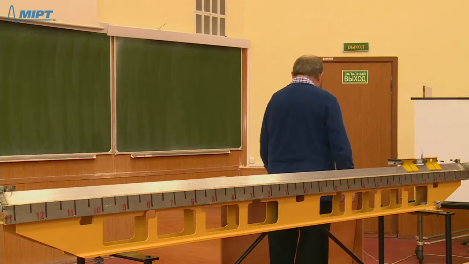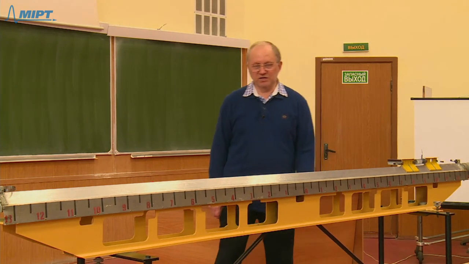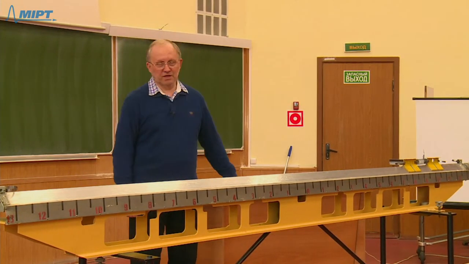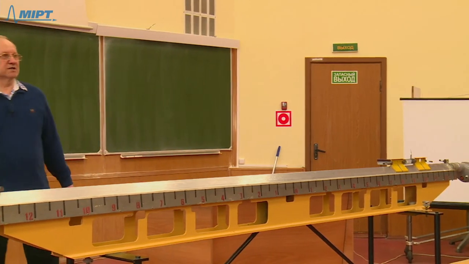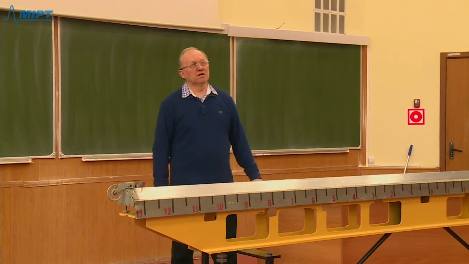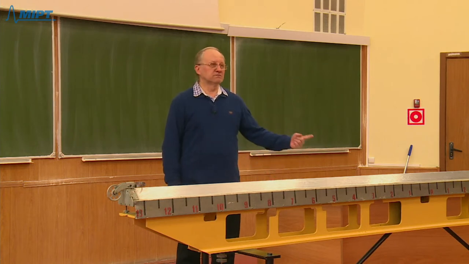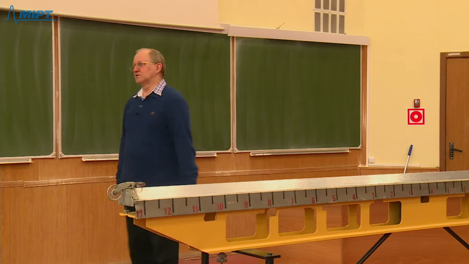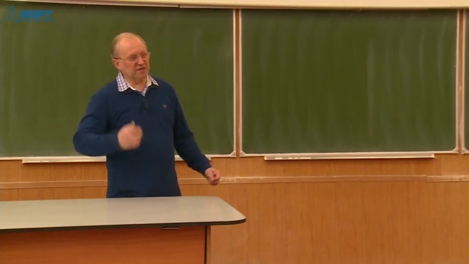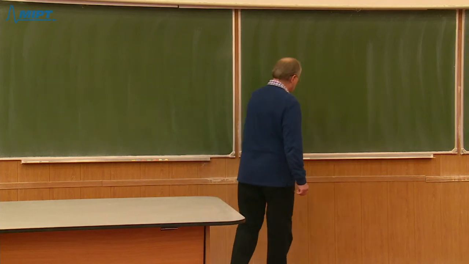So after these demonstrations, we will proceed with the main topic for today, which is the law of conservation of angular momentum, which, as I told you, is the consequence of the symmetry of space, the symmetry of physical laws with regard to turning at some angle. The symmetry of all the directions. It's also possible to say that all the directions in space are equivalent. And therefore, there is the law of conservation of angular momentum.